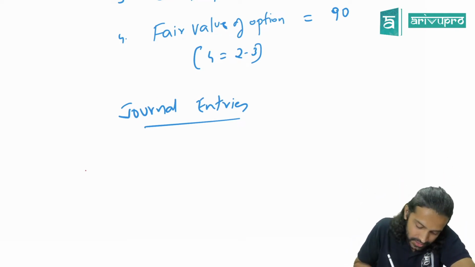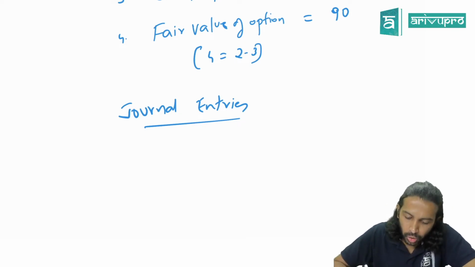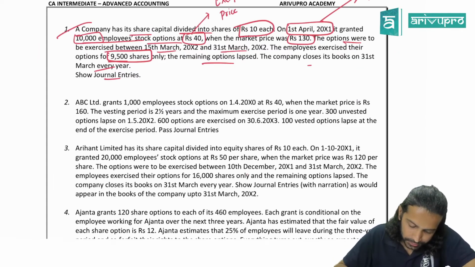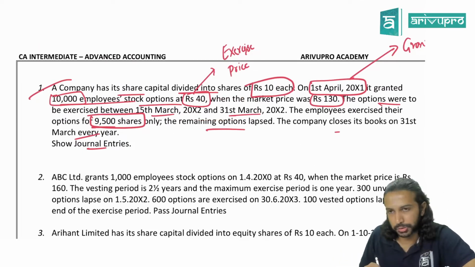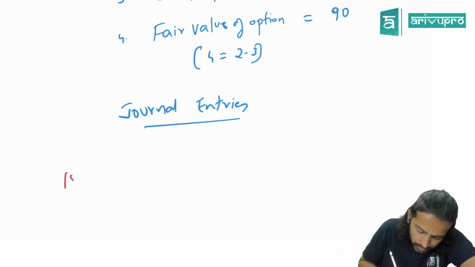Journal entries. Yes, first journal entry. Have they given the date? Yes. They told us employees buy during which date to which date? 15th March to 31st March. Did they give one date, or a period? That means I'll also write the same period. Between 15th March 20x2 to what?